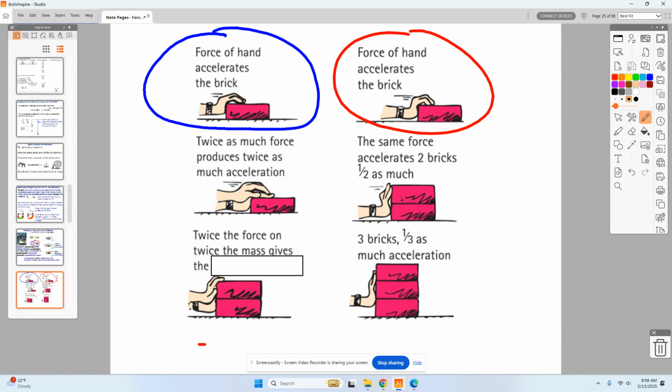The trickiest one is the one that I've left up there yet for us to look at. What if I push with twice the force on twice the mass? What kind of acceleration should I get? If I go down this way, if I push twice as hard on twice as much mass, what kind of acceleration should come out? Tell that person that you're sitting next to. What goes in there? Anyone willing to take a risk? Try it? Thanks, Bradley. Should be the same.